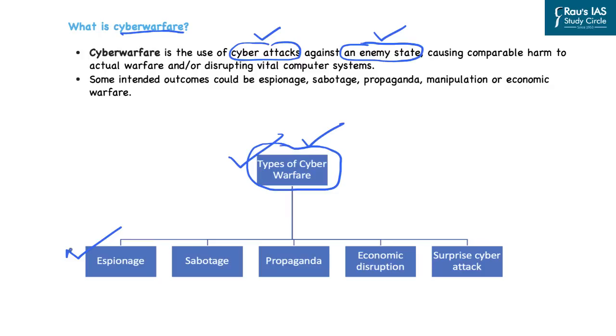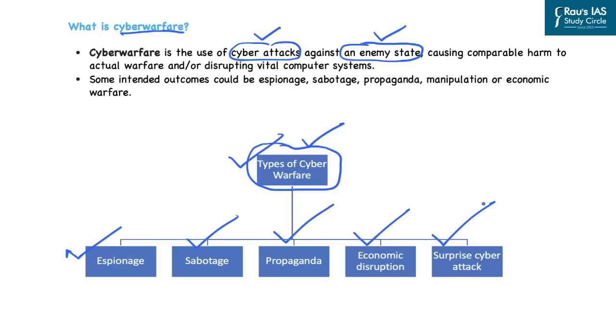The second intended objective and type of warfare can be sabotage. That is, countries utilize cyber attacks to sabotage any important or critical infrastructure of the other country. For example, an attack known as Stuxnet was carried out by the United States of America on Iran's nuclear facility. The third tool that can be used for cyber attacks is the propaganda attack, and this could include psychological warfare, where misinformation could be spread related to any particular issue that is ongoing in an enemy state. Also, such cyber attacks can be used for economic disruption, where we are already witnessing certain kinds of cyber attacks on banking systems and also the data of citizens. And finally, there can be surprise cyber attacks which can further lead to escalation of warfare between two enemy countries.